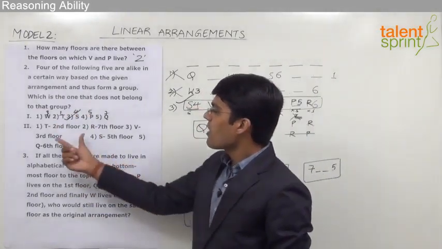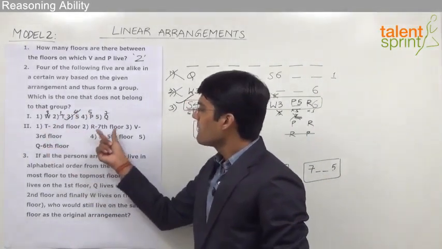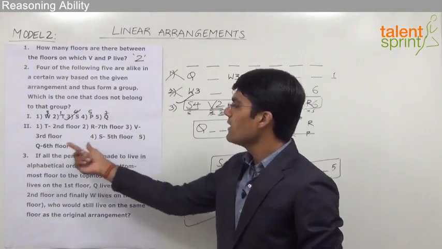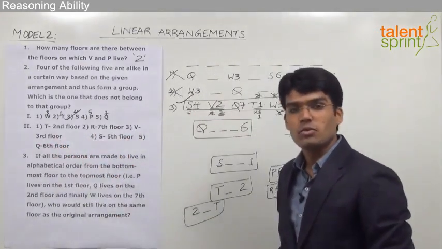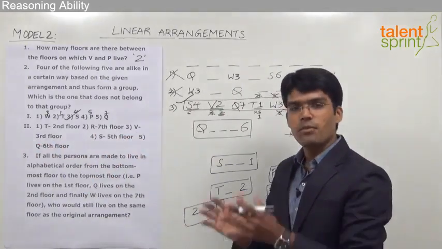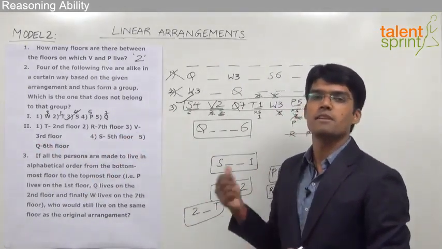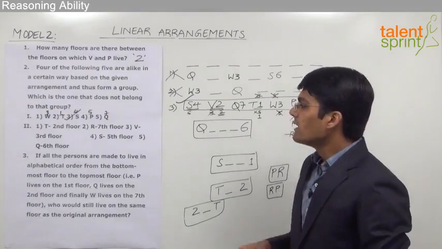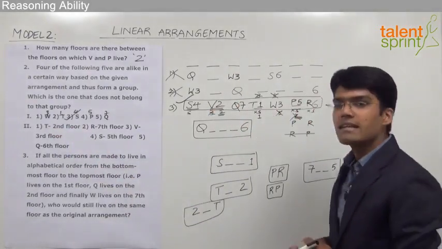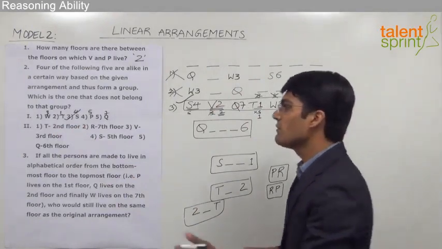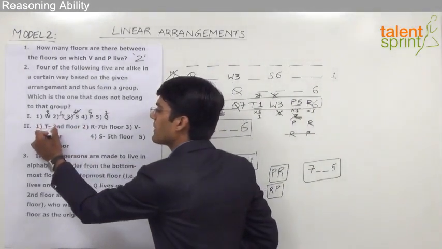The next set of options here is T on 2nd floor, R on 7th floor, V on 3rd floor, S on 5th floor and Q on 6th floor. So from these 5 options, 4 are alike in a certain way and we need to find out the 5th one. Now the first option is T on 2nd floor, but from the arrangement we know that T is on 1st floor. So the actual floor of T is floor 1.